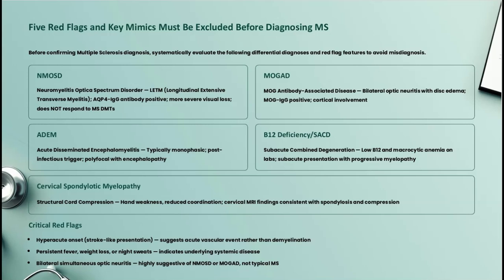Red flags suggesting an alternative diagnosis include hyperacute onset, which points more toward vascular pathology. Persistent systemic symptoms such as fever, weight loss, or night sweats suggest inflammatory, infectious, or malignant causes. And bilateral simultaneous optic neuritis should immediately raise suspicion for NMOSD or MOGAD rather than classical MS.